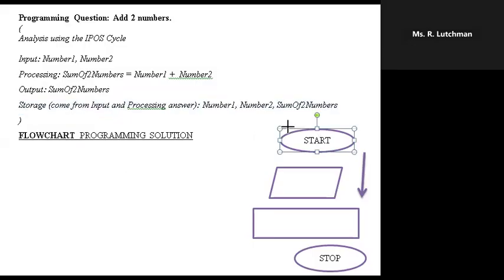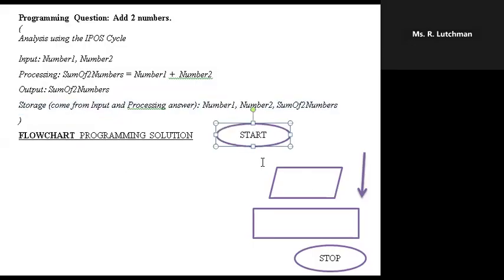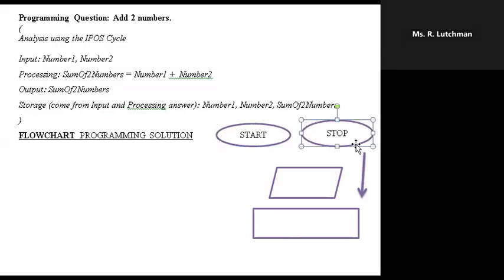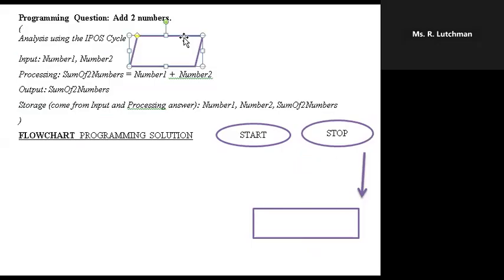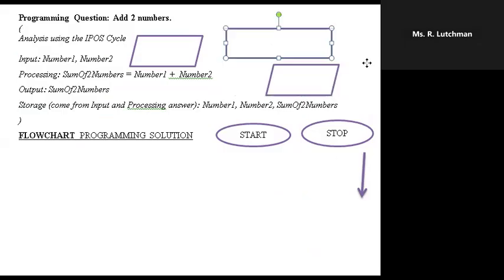Well, we know we already have some of the symbols there. We have our start, which is our beginning of the flowchart. And then we have our terminator, right? The ending of our flowchart, which is stop. Then we have our input symbol here, which also doubles as our output symbol. We have our processing symbol, and of course, we have an arrow connecting everything.